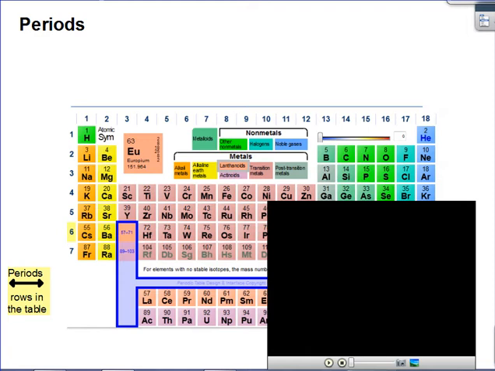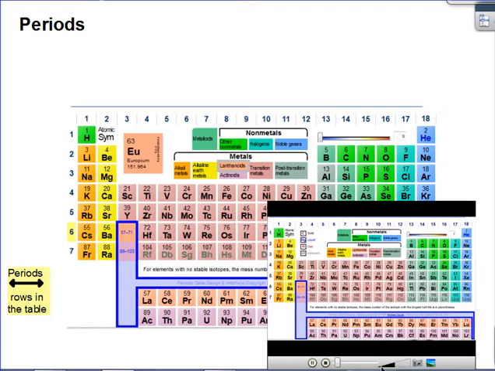As you read the table going across, we call each of those sections periods. So you can see here are each of the periods of the periodic table going down, numbered 1 through 7. Those are rows in the table. Make sure you pause and have written your notes that are down in yellow.